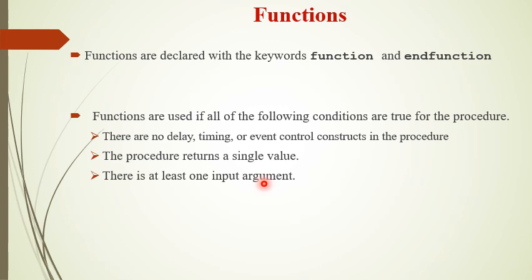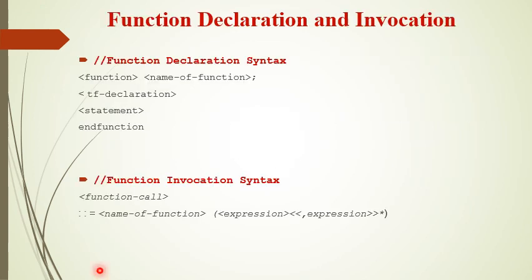Unlike a function, tasks can return multiple values. And also the functions should not consist of delay constructs, whereas tasks allow this. The function declaration begins with the keyword function followed by the name of the function and terminated with a semicolon. Then we have the declaration of the arguments, followed by the body of the function, and it ends with the end function keyword.